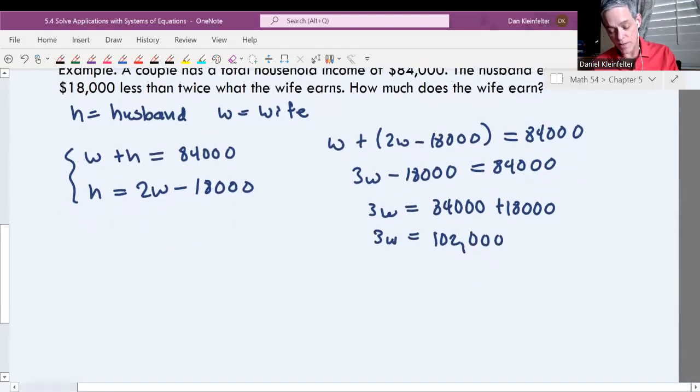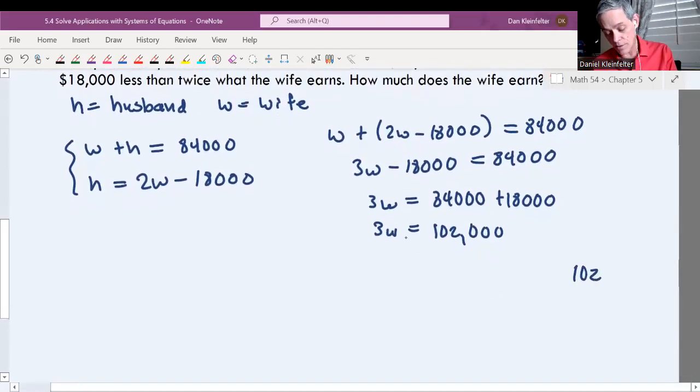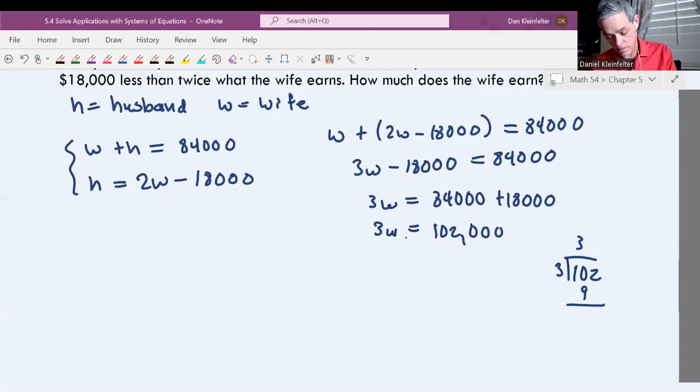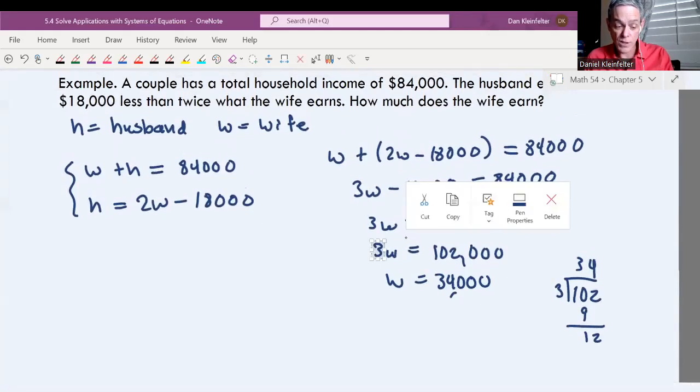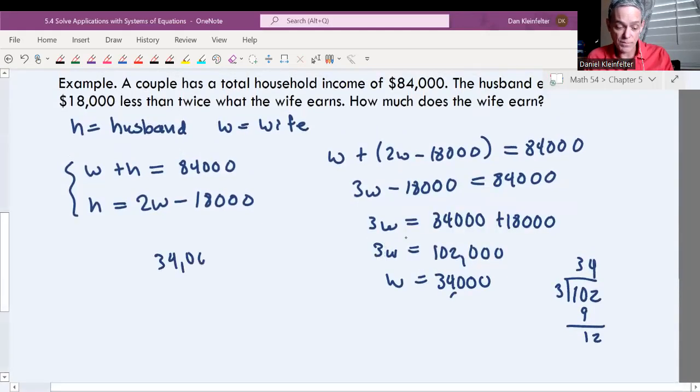And then we'll divide through by 3. So 102 divided by 3 is 34. So W will be 34,000. Okay, so the question is asking us what the wife earns. So she earns 34,000. Okay, and that's the answer to our question.